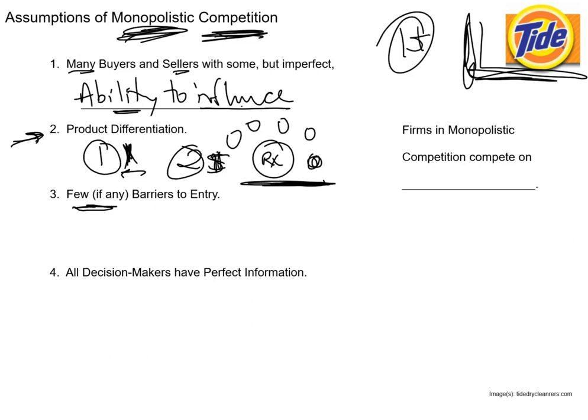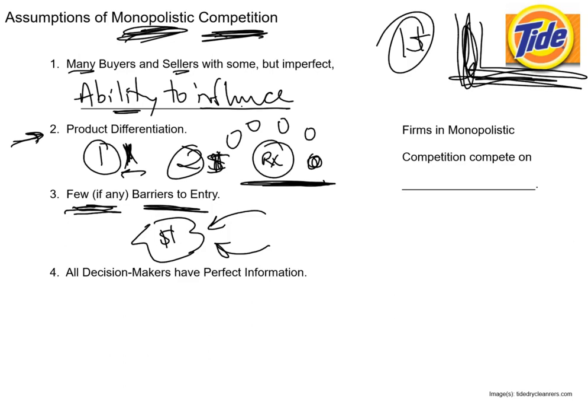Few, if any, barriers to entry exist. So what are we talking about here, right? We're talking about if we've got an existing firm in the market that's making some profitability, that might be a signal for other firms to try to jump into the market. Is there a difficulty in new firms joining the market and trying to compete? No. So again, we think about the laundry detergent, right? What's really stopping you from trying to start your own laundry detergent company and competing with some of these big dogs that are fighting out for the market, right?